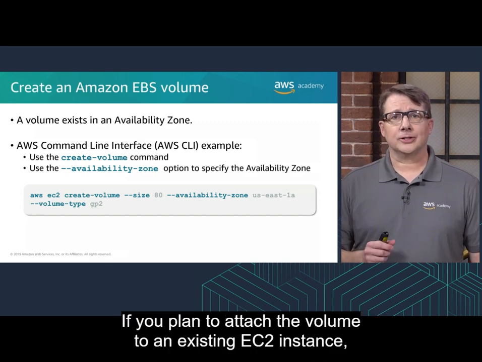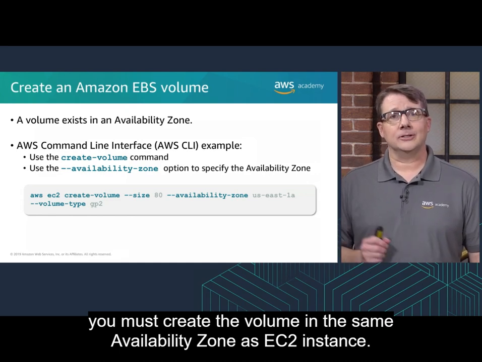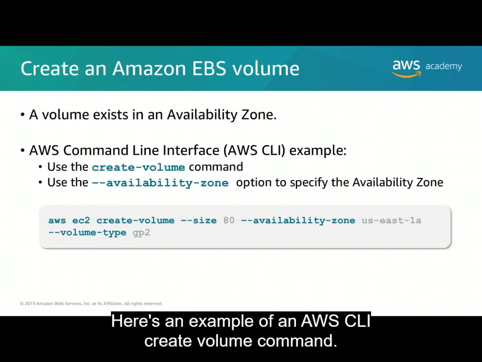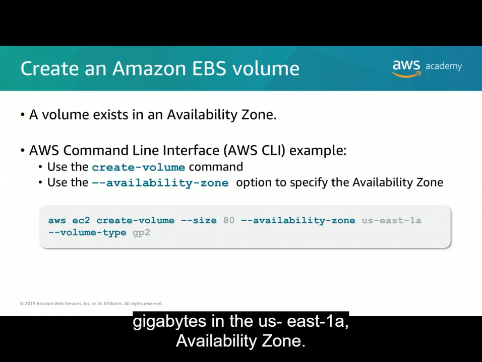If you plan to attach the volume to an existing EC2 instance, you must create the volume in the same availability zone as the EC2 instance. Here is an example of an AWS CLI create-volume command. It creates a General Purpose SSD, GP2, volume of 80 gigabytes in the us-east-1a availability zone.